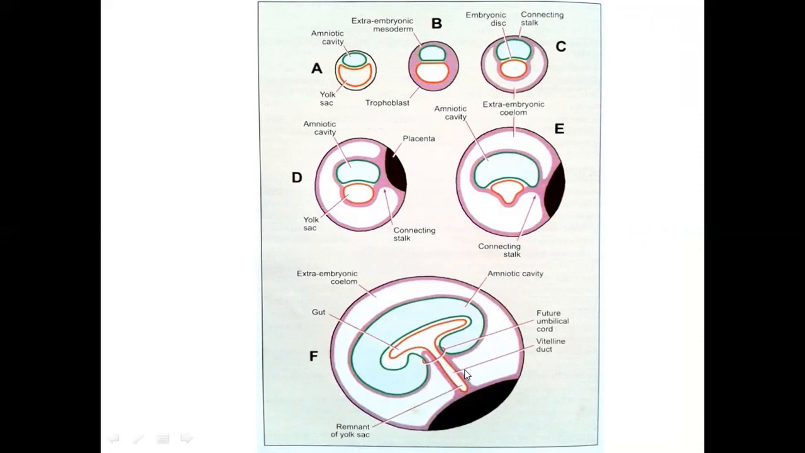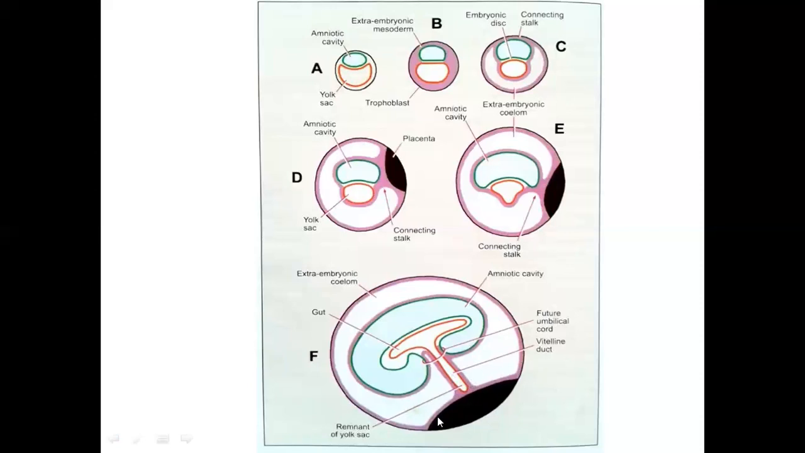So basically, the umbilical cord is nothing but the connecting stalk, the unsplit part of the extraembryonic mesoderm. Later on, the placenta gets formed in the uterus wall here, in touch with this embryo. This is the connection between the placenta and, this black part, the developing fetus, and this is known as the future umbilical cord. Around it, we get the amniotic layer, amniotic fluid, and this is the umbilical opening. This is a remnant of the vitello intestinal duct.